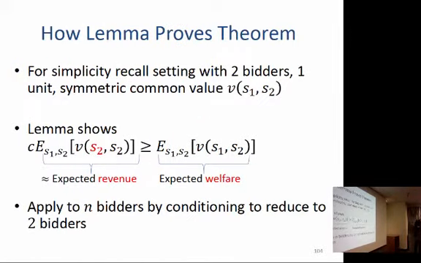Again, this is just showing how the lemma proves the theorem. Notice that if we have two bidders, like in the example we saw before, then I exactly need the lemma. What I have on the left-hand side was almost exactly the expected revenue, since I plugged in the threshold signal twice, and then compared to the expected welfare. Going from n bidders to 2 bidders is not hard, just by conditioning on all the bidders that are not the highest and second highest bidder. So I'm hiding a lot of things, but for a single item, it boils down to this.